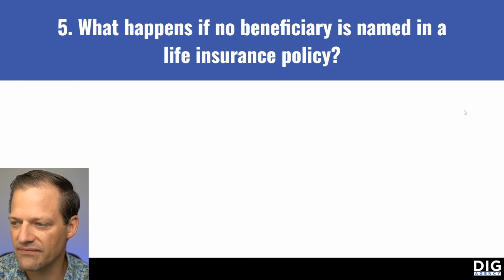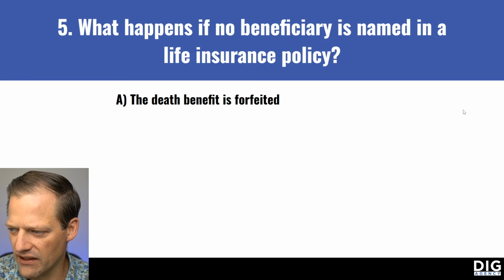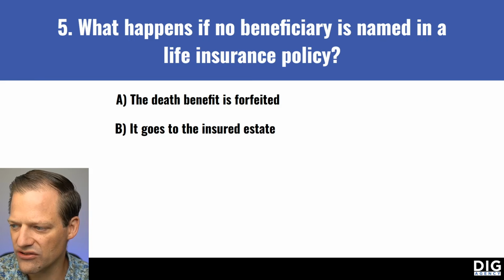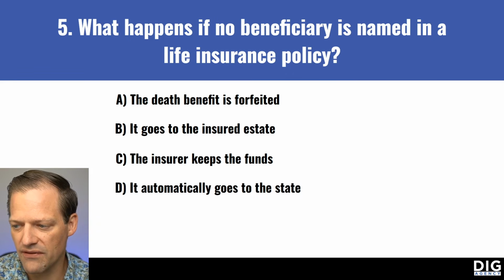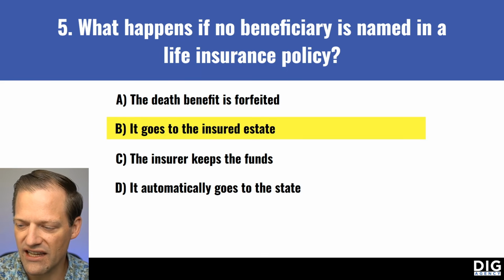It must exist. What happens if no beneficiary is named in a life insurance policy? Does A, the death benefit get forfeited? B, that goes to the insured's estate? C, does the insurer keep the funds? Or D, does it automatically go to the state? The answer is B, it goes to the insured's estate.